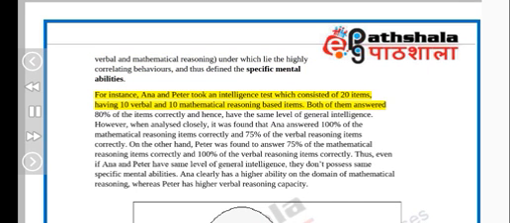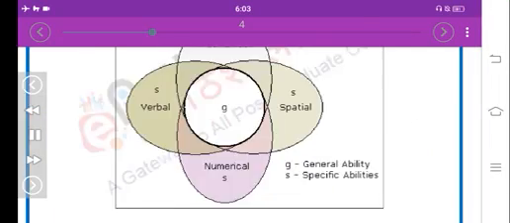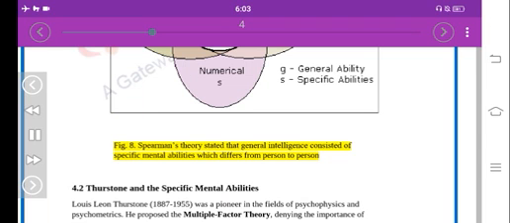For instance, Anna and Peter took an intelligence test which consisted of 20 items, having 10 verbal and 10 mathematical reasoning-based items. Both of them answered 80% of the items correctly and hence, have the same level of general intelligence. However, when analyzed closely, it was found that Anna answered 100% of the mathematical reasoning items correctly and 75% of the verbal reasoning items correctly. On the other hand, Peter was found to answer 75% of the mathematical reasoning items correctly and 100% of the verbal reasoning items correctly. Thus, even if Anna and Peter have same level of general intelligence, they don't possess same specific mental abilities. Anna clearly has a higher ability on the domain of mathematical reasoning, whereas Peter has higher verbal reasoning capacity.